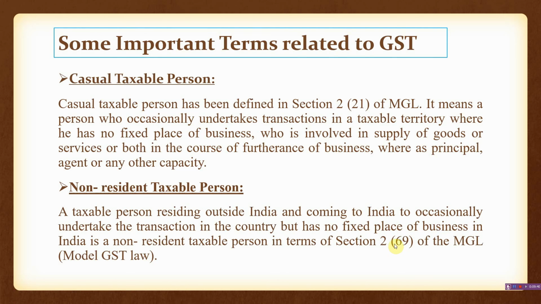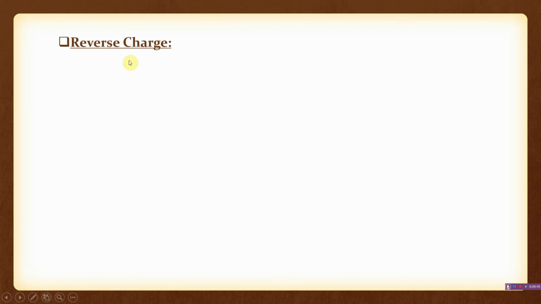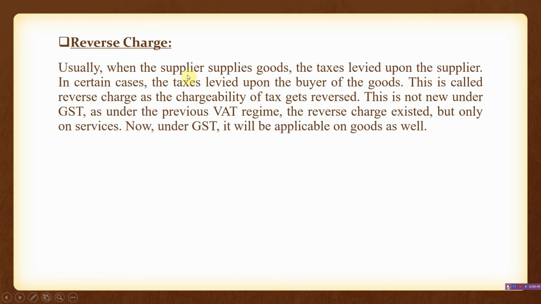Okay. Next comes reverse charge. Usually when the supplier supplies goods, the tax is levied upon the supplier. In certain cases, the tax is levied upon the buyer of the goods, and this is called reverse charge, as the chargeability of tax gets reversed. When the supplier supplies the goods, on whom is the tax levied? On the supplier. But in some cases, when the tax is levied on the buyer, it is called reverse charge because the chargeability of tax gets reversed.